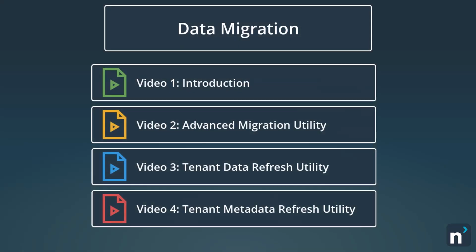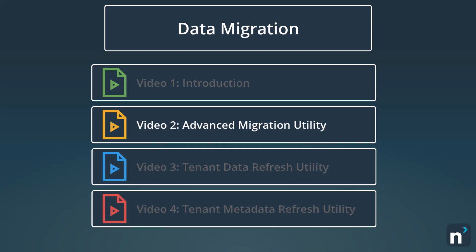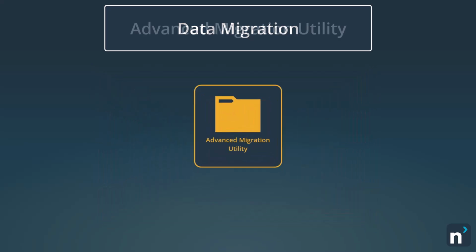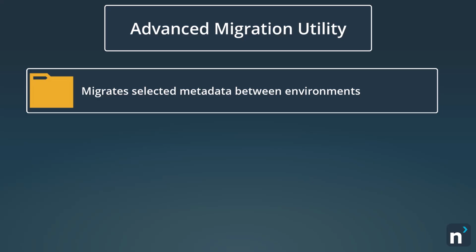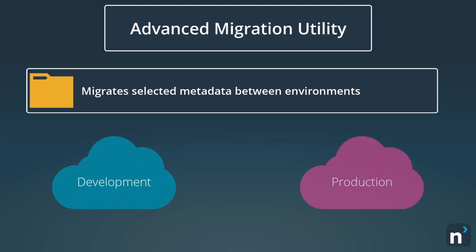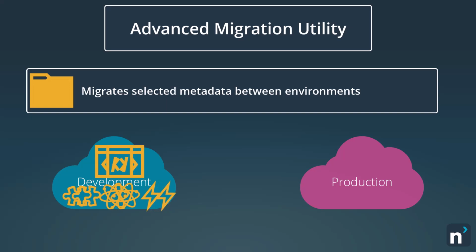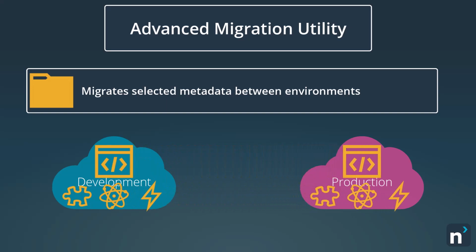In this video, we demonstrate how to use the Advanced Migration Utility application to migrate metadata between environments. The Advanced Migration Utility application migrates selected metadata from one environment to another. When you migrate an application, it includes all associated components, such as tables, data items, and logic blocks, so the application functions as expected in the target environment.